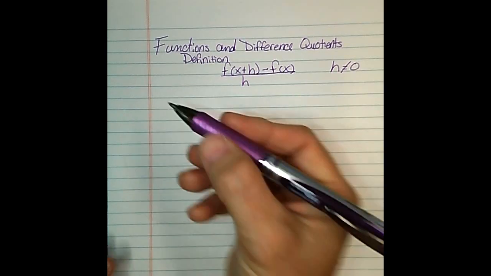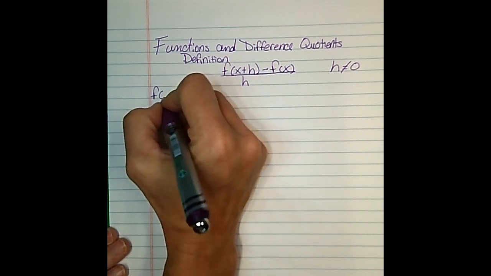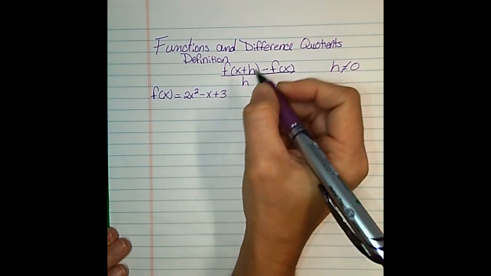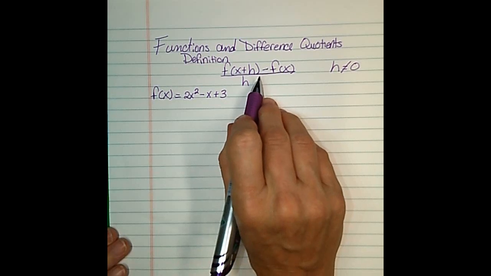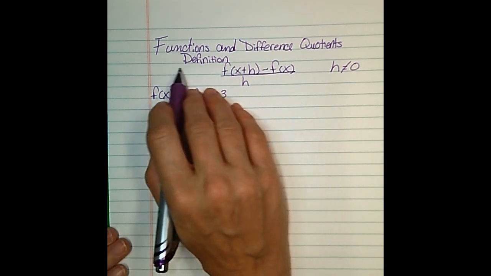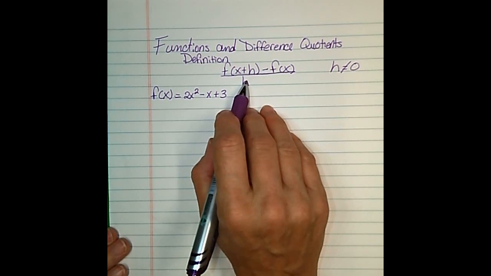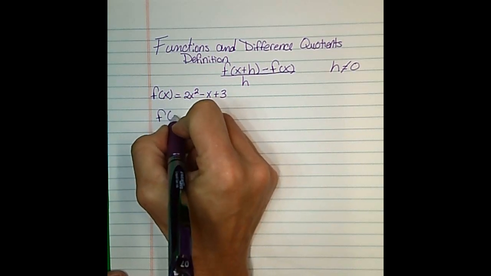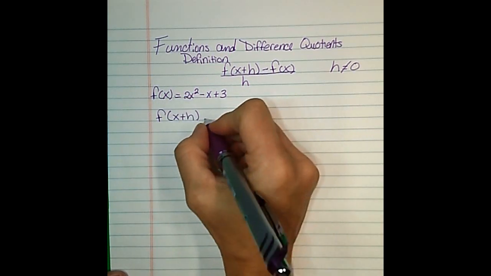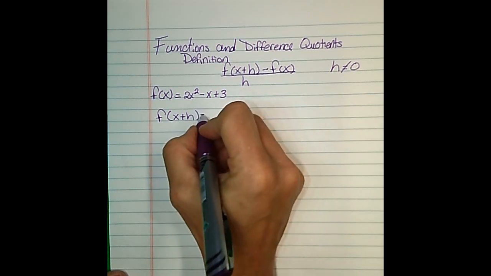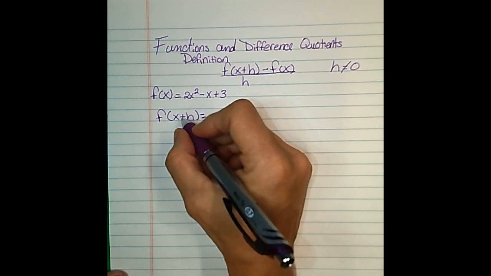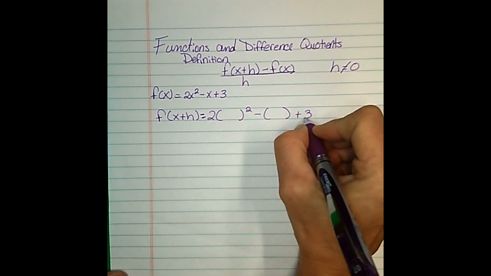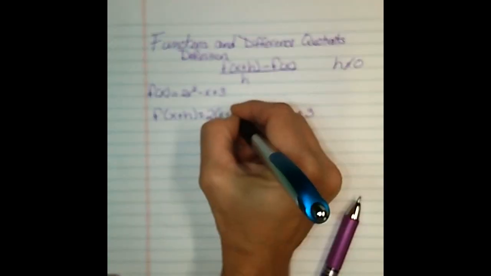So let's work with this example of f of x equals 2x squared minus x plus 3, and let's apply this difference quotient, which means the definition of difference quotients of a function is this here. So what we're going to have to do is find out what is x plus h, and then we're going to subtract from it the main function. So let's just do it in parts. F of x plus h. Everywhere I see x, I will need to put in this x plus h.